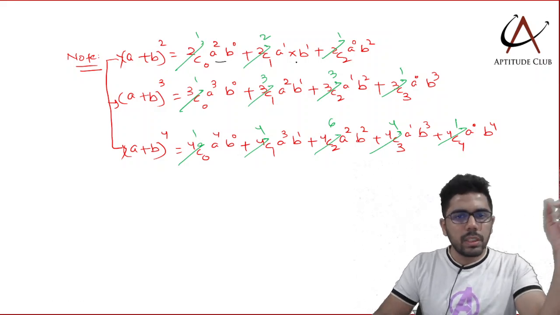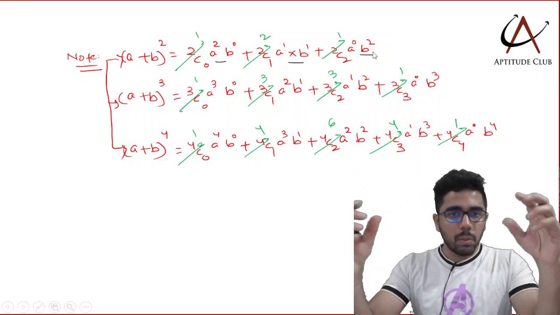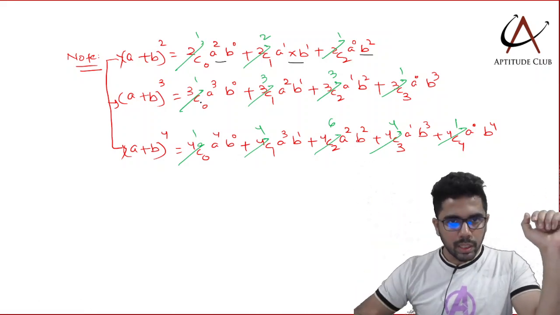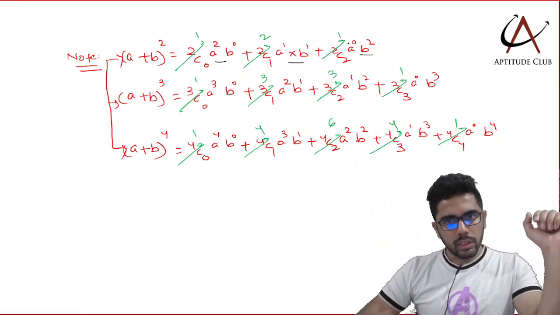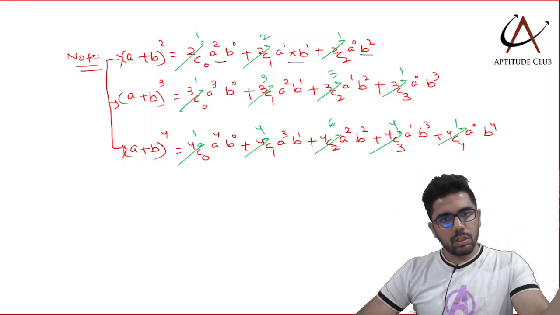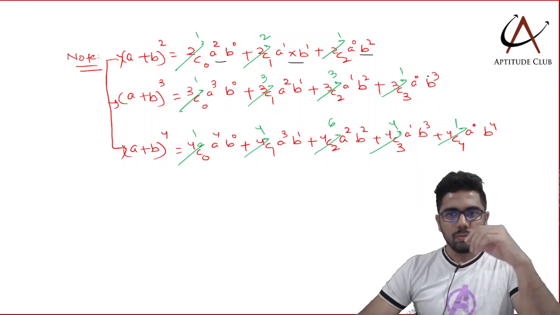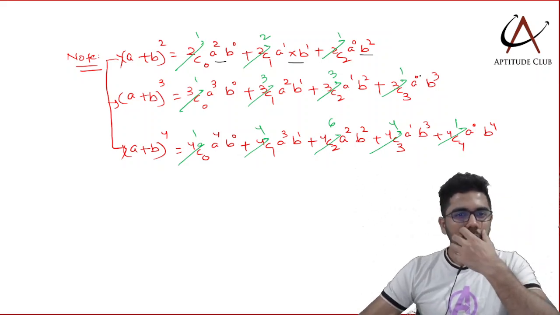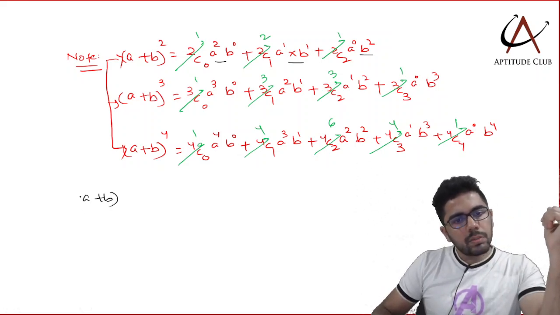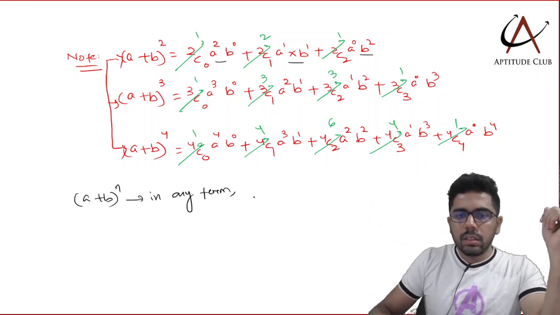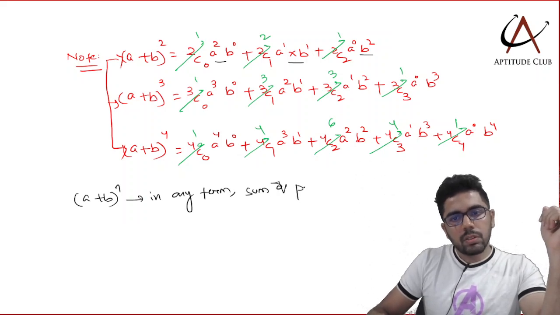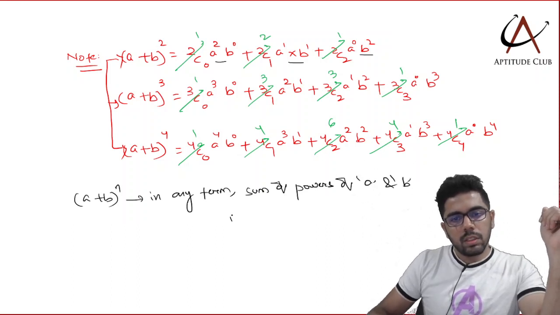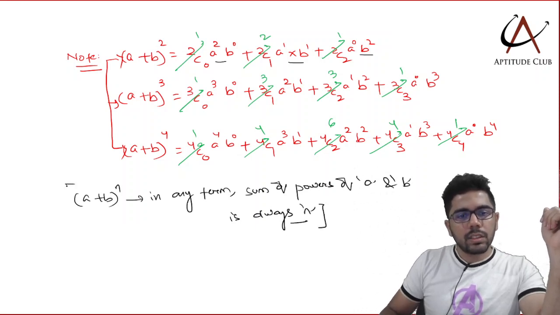Now one important observation, look at each term. पहले a plus b whole square में 3 terms आए, and in every term sum of powers of a and b is 2. पहले यहाँ पे 2 plus 0 is 2, then 1 plus 1 is 2, and then 0 plus 2 is 2. 3 plus 0 is 3, 2 plus 1, 1 plus 2, 0 plus 3. So I can say in the expansion of a plus b to the power n, in any term, sum of powers of a and b is always n, or it is like n is getting distributed between a and b.